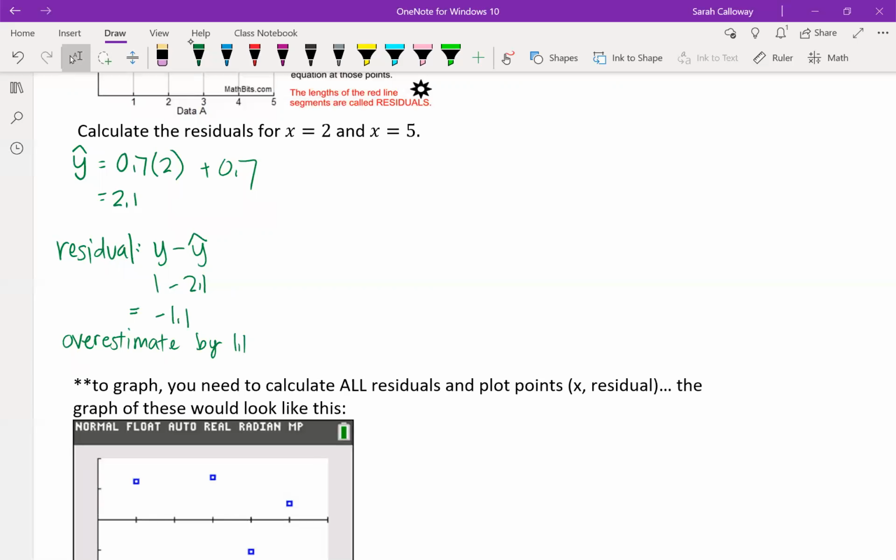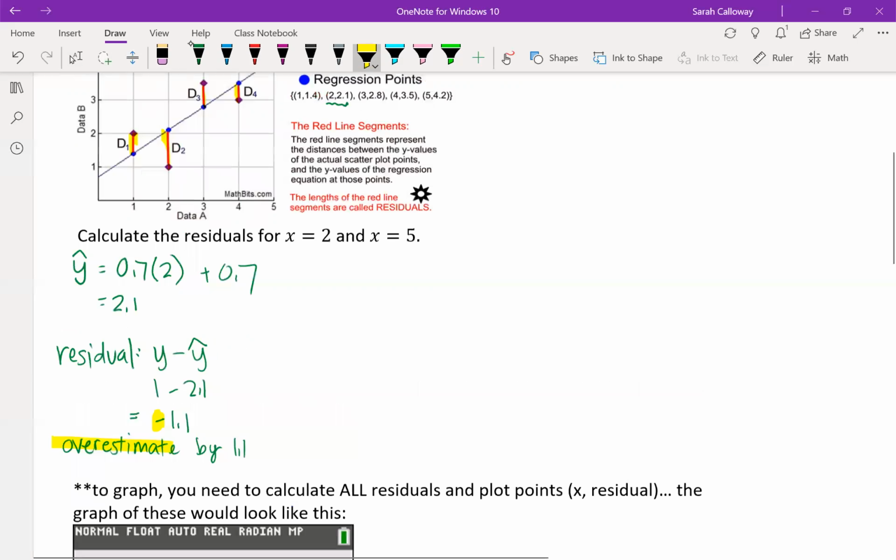Again, it's an overestimate because of the negative. So the negative tells me that it was an overestimate. If that's positive, it'll be an underestimate. I can see that visually too. Because the point was here, the predicted value is above it, right? It's over that value. So I'm going to do the same thing with 5.